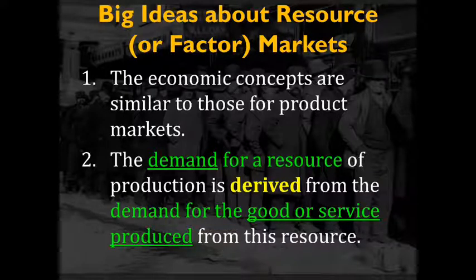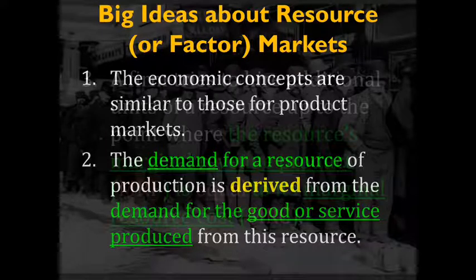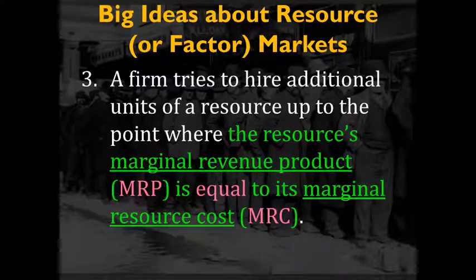So the demand for a resource of production is derived from the demand for the good or service. In other words, the demand for resources depends on, or comes from, the demand for the good or services. If the demand for the good goes up, the demand for resources to make that good is also going to go up. Number 3, a firm tries to hire additional units of a resource up to the point where the resource's marginal revenue product, MRP, is equal to its marginal resource cost, MRC.